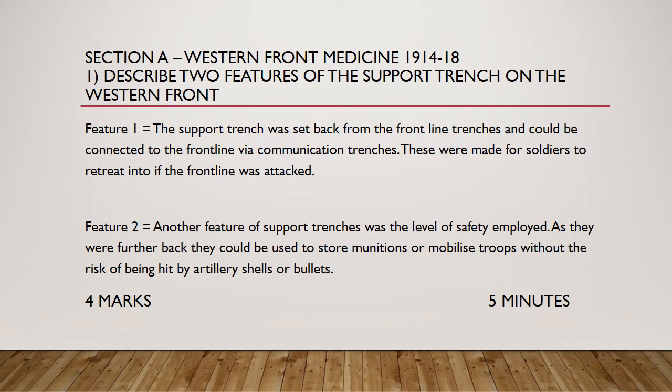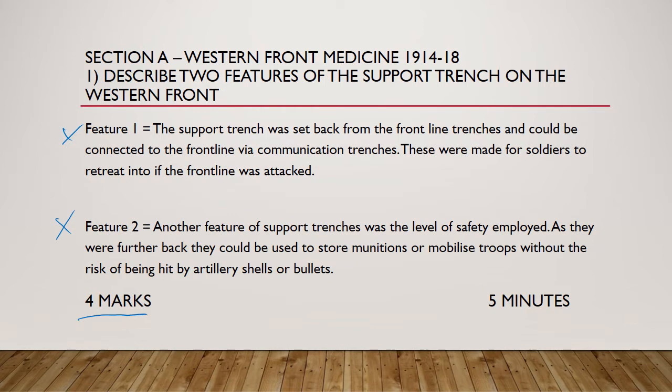Right, so question 1, describe 2 features of, in this case, the support trench on the Western Front. In the paper, when you see it, it will give you the features, so it will give you feature 1. And then it will give you a space, normally a line. So that will be feature 1, there's feature 2. It's worth 4 marks, so don't waste too much time on it.